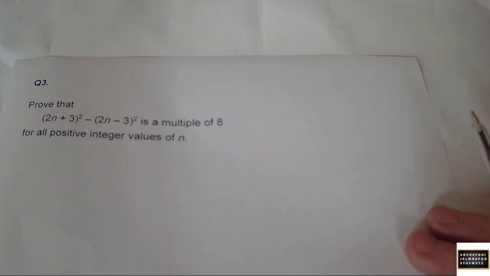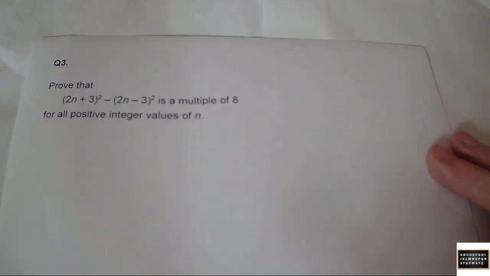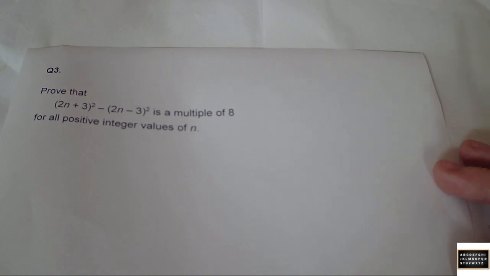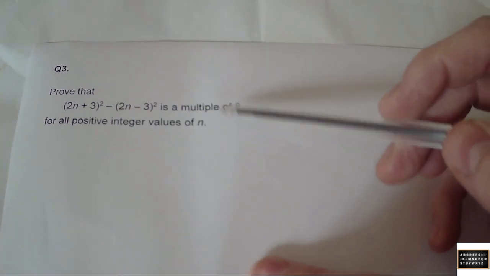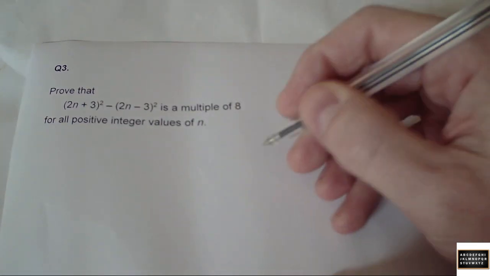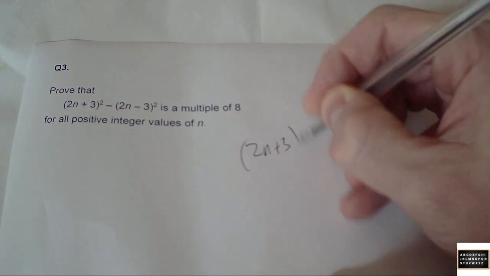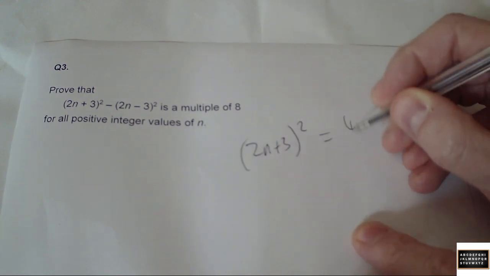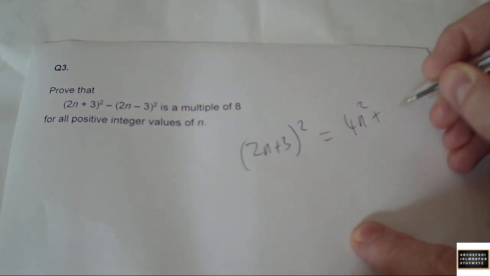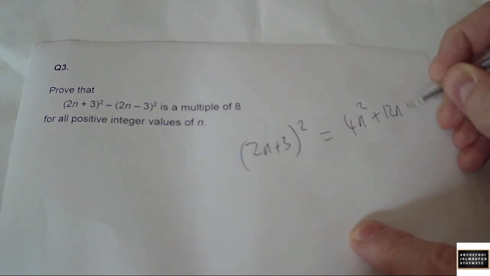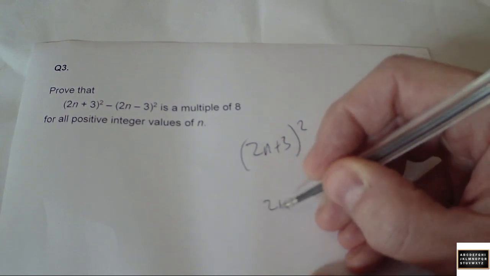Okay, moving on. This one here is a little bit more difficult still, so cranking up the difficulty just a little bit. So this is saying prove that 2n plus 3 all squared minus 2n minus 3 all squared is a multiple of 8. So you've got to show that that minus this is a multiple of 8. So let's look at this first. So 2n plus 3 all squared. I think you probably would like these better because they're a little bit more descriptive. So you can see quite quickly where you're going with this.